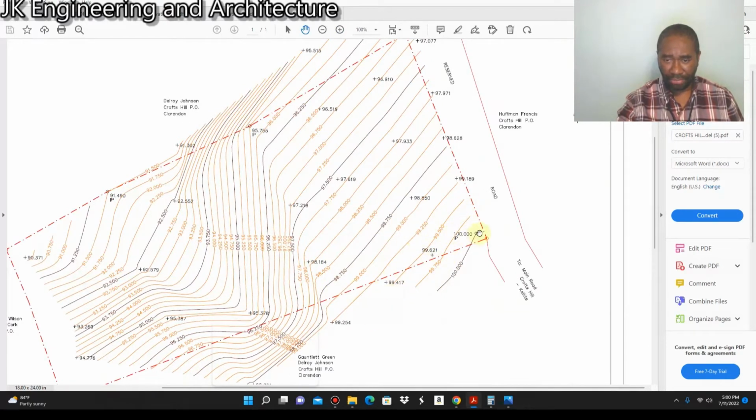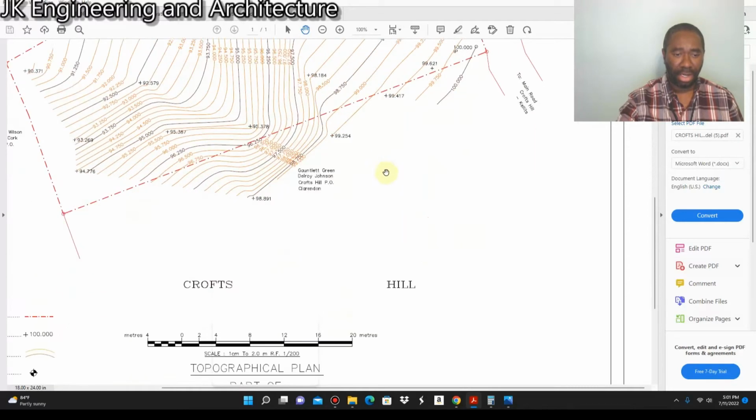If you notice, the surveyor starts out with a contour line of 100. All these lines here, these brown lines: this is one contour, this is another, another, another. So we have 100, we have 98.750, we have 97.500, and we have 96.250. Those are your main contour lines.